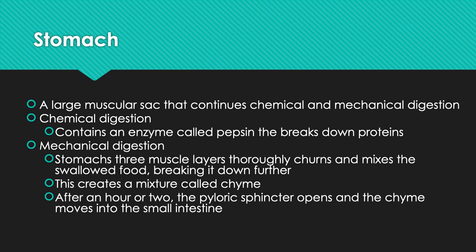So that leads me to my next slide here, talking about the stomach. Okay, our snack is in our stomach right now, so what's a better time to talk about it than now? So the stomach is a large muscular sac that continues chemical and mechanical digestion. The first thing is chemical digestion. The stomach contains an enzyme called pepsin that breaks down proteins. So the chemical digestion of proteins starts here in the stomach.